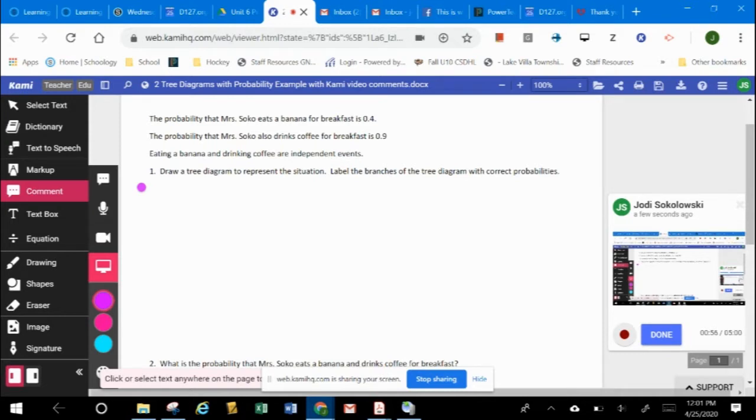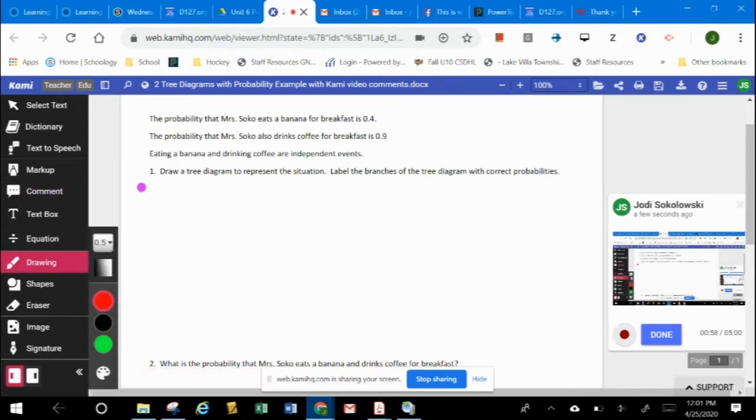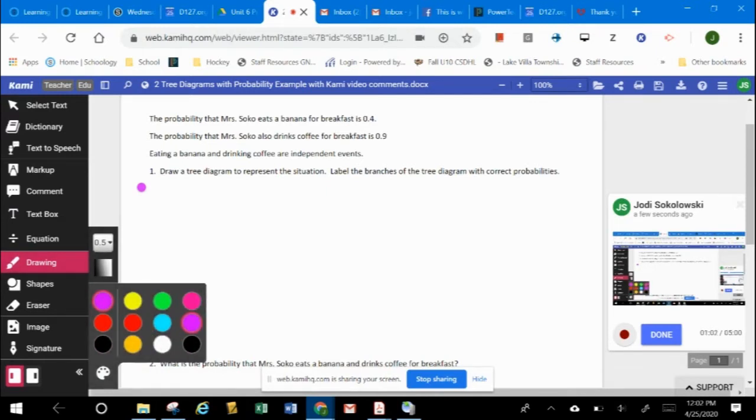All right, so anyways, getting down to business, what we have to do here is make a tree diagram. Oh yeah, sorry, I was in the middle of reading my question, I forgot. All right, so the probability that I will eat a banana for breakfast is 0.4. The probability that I will drink coffee is 0.9. Eating a banana and drinking coffee are independent events. That's just to help you set up the tree and how we do these.